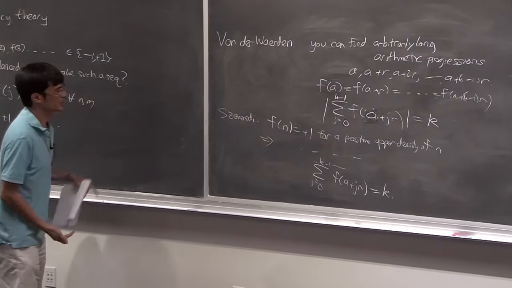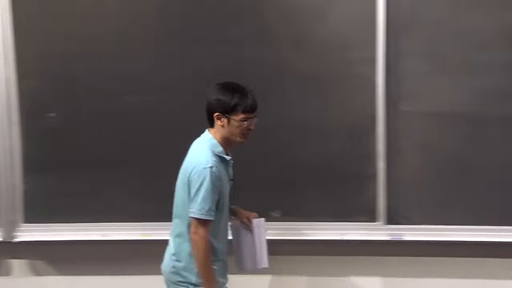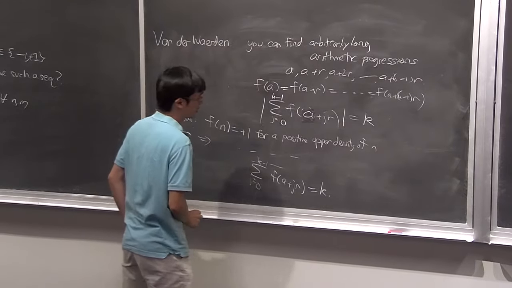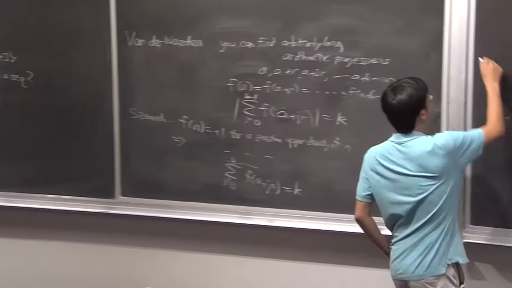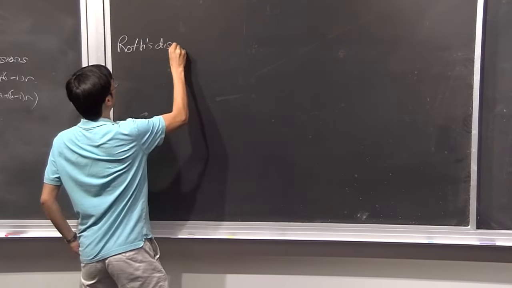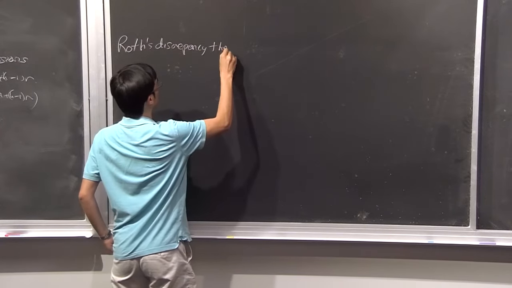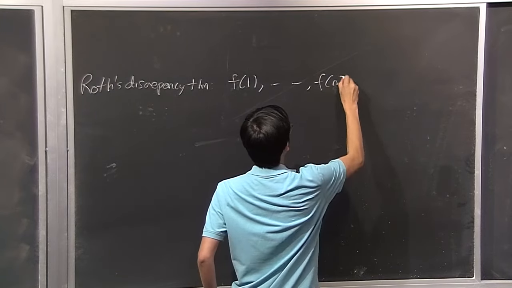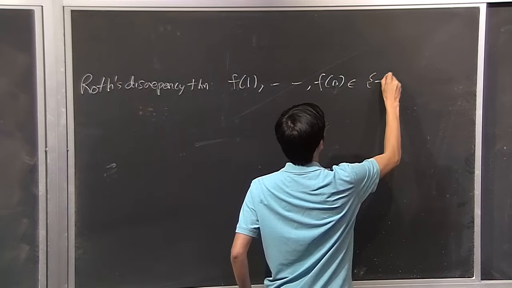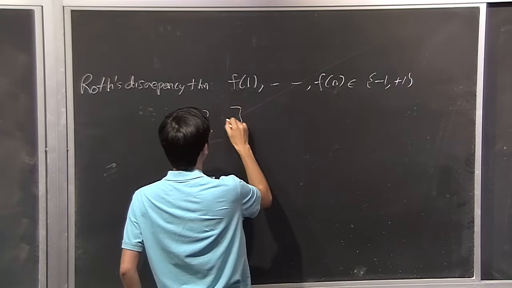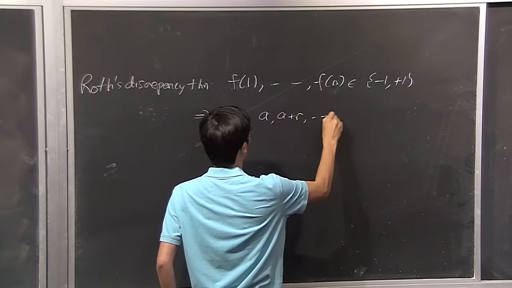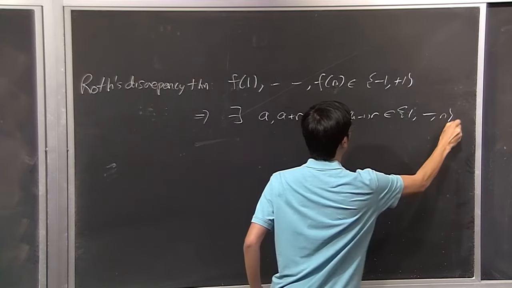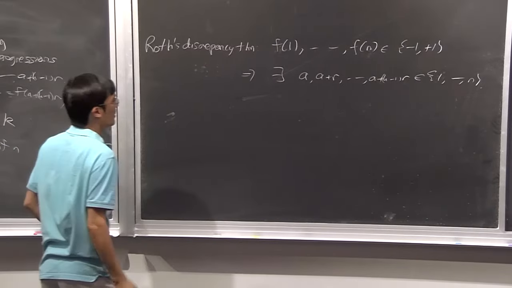So that's a great theorem. At least three Fields medals and one Abel prize came out of that theorem. But anyway, all right, so we have that theorem. Another notable theorem is Roth's discrepancy theorem, which is a bit more quantitative. What it tells you is that if you have a finite sequence of plus or minus ones, then inside the sequence you can find an arithmetic progression where the discrepancy is fairly large.